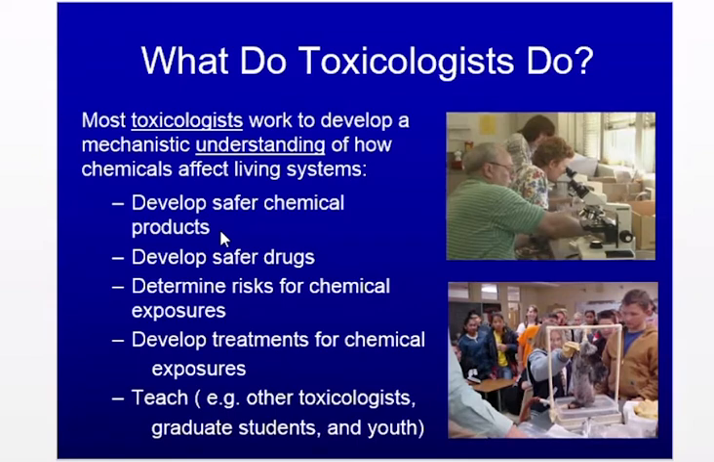So one of the things he could have learned, if he did mechanistic toxicology, is to develop safer chemical products. Also to develop safer drugs or medicines, if you like. Also to determine risk for chemical exposures. These are people who have been trained on how to determine the risk for exposures and also develop treatments for chemical exposures. For instance, if somebody has been exposed to a chemical, what is the antidote? What's the treatment? What measures should be put in place to mitigate the effects of the chemical?